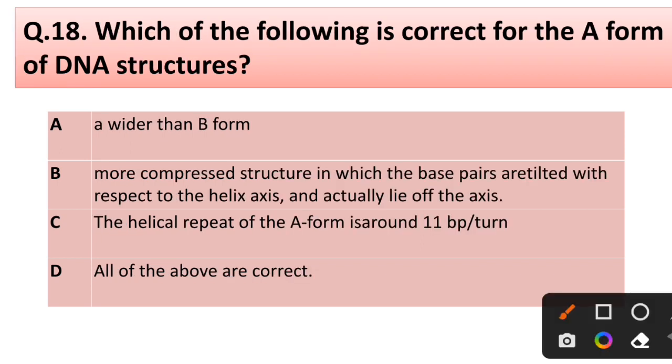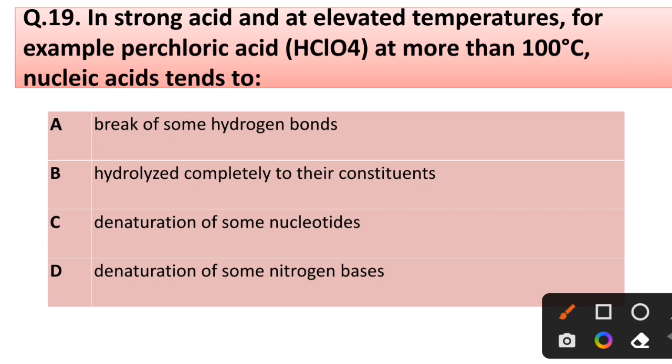Question number 80. Which of the following is correct for A form of DNA structure? A. Wider than B form. More compressed structure in which base pairs are tilted with respect to the helix axis and actually lie off the axis. The helical repeat of A form is around 11 base pairs per turn. All of the above are correct. Answer is option D.